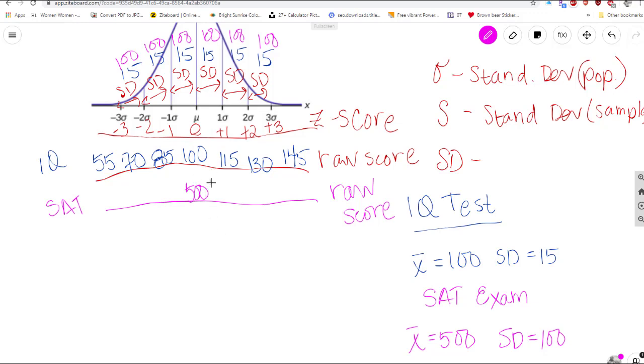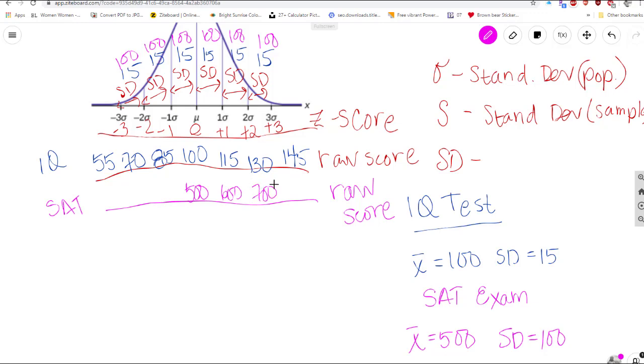So now I know that my mean is 500. If I wanted the corresponding raw score for the SAT exam that was one standard deviation above the mean, then I know that the corresponding raw score would be 600. The corresponding raw score for a z-score of positive 2 for the SAT exam would be 700.